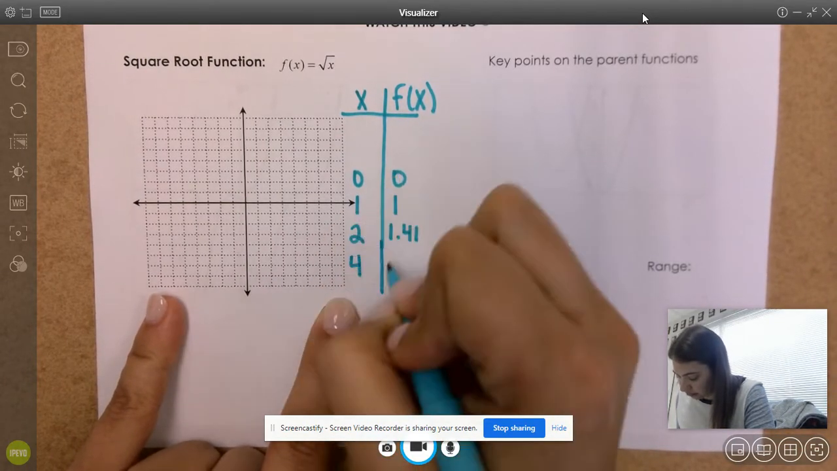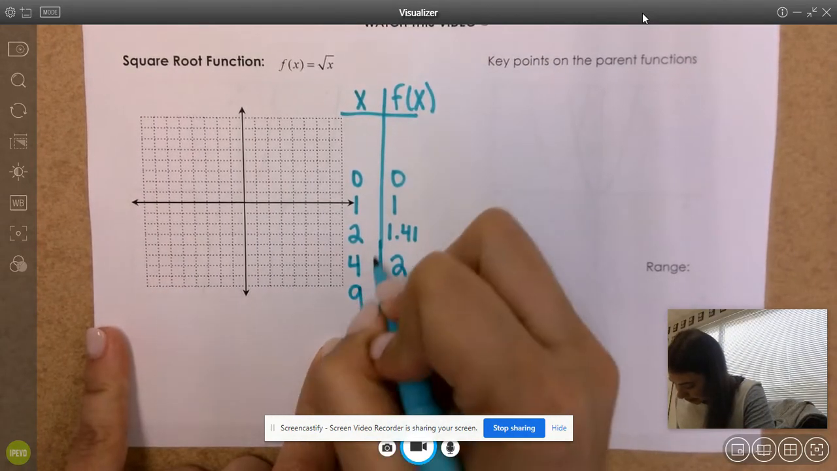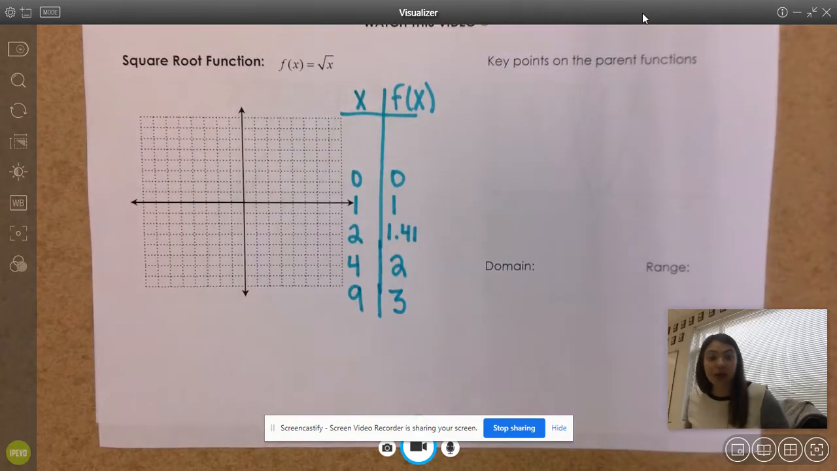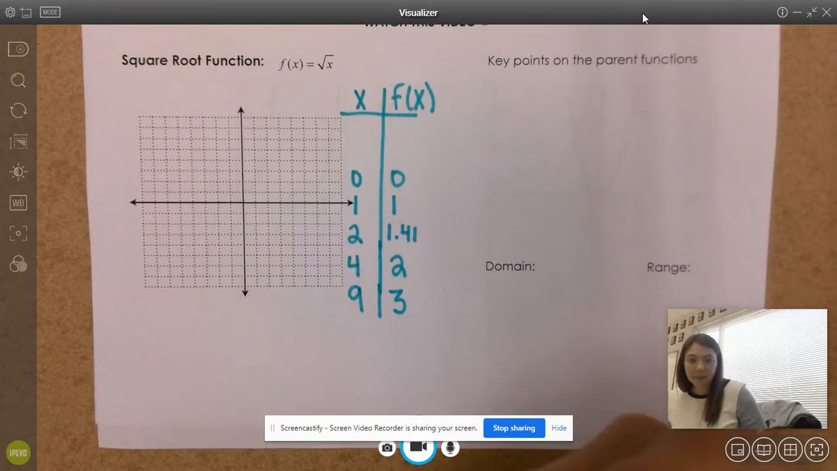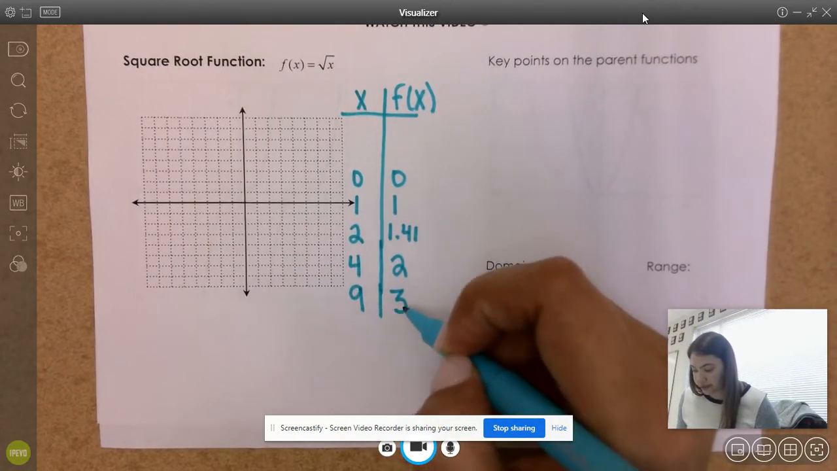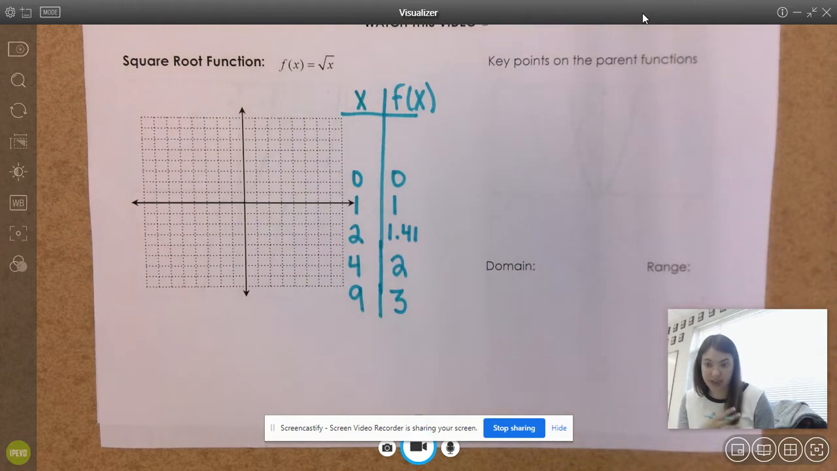The next perfect square is 4. Well, the square root of 4 is 2. The next perfect square is 9. Well, the square root of 9 is 3. And then obviously you can see where this is going, right? Half of 4 is 2. A third of 9 is 3. A fourth of 16 is 4. A fifth of 25 is 5.